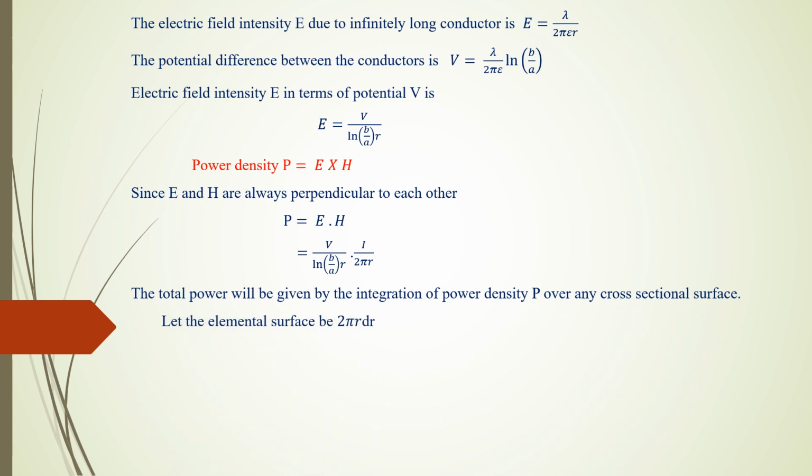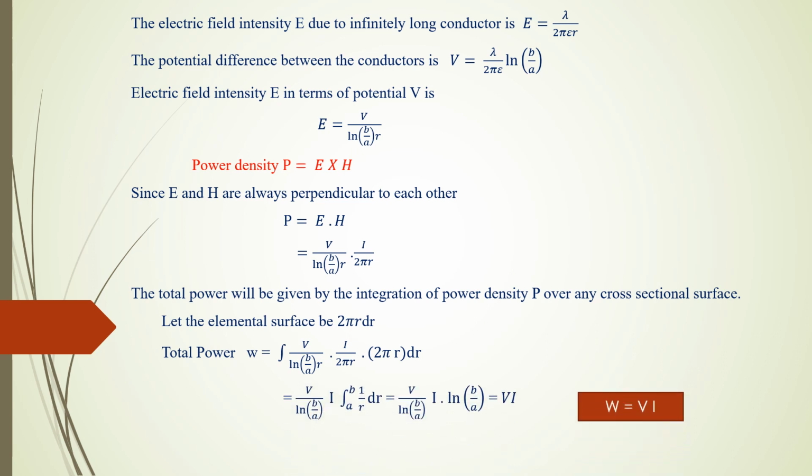Then the total power will be given by the integration of the power density P across the surface. So the total power equals the integral of V/(r ln(B/A)) times I/(2πr) times 2πr dr, so we can solve it. Finally, we get W equal to VI. Therefore, the total power flow along the cable is the product of the potential difference V and the current I. Thank you, one and all.